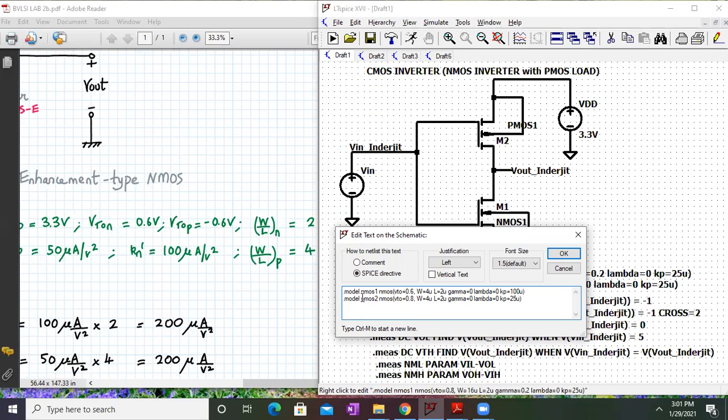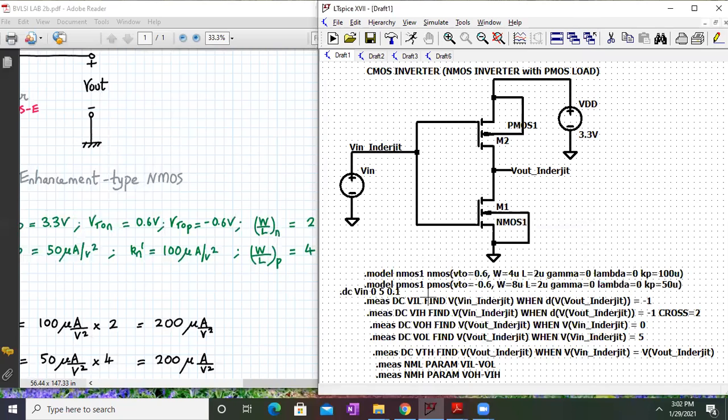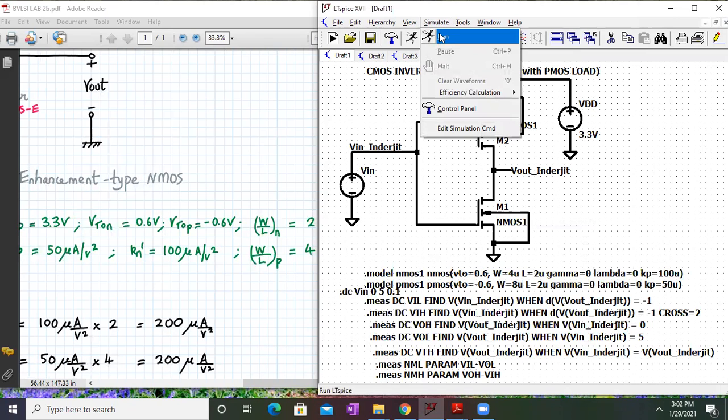And then we have PMOS 1. Over here we'll write PMOS 1, and we have to write the reserved word PMOS, where VTO should be minus 0.6 as given over here. W by L is 4, so let's make this as 8. Gamma is 0, lambda is 0, Kp is given as 50 micro. Okay, so we have quickly noted down these parameters. Vin is already varying from 0 to 5, and all the other parameters are as it is, because the procedure to calculate the four critical parameters VIH, VIL, VOL and VOH and the noise margin levels will remain the same. Okay, so let's simulate this.